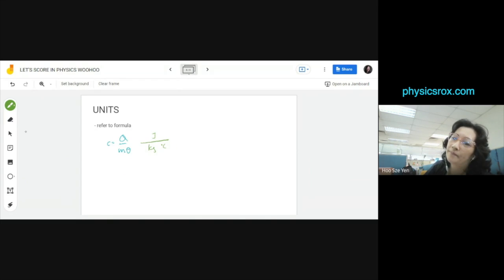So let's say, for example, momentum. What's the unit for momentum? Who knows? How do you know it's kg meters per second? Because you memorize. Oh, that's not momentum, that's impulse. Momentum is mass times velocity, p equals mv. So yes, it is kg meters per second.